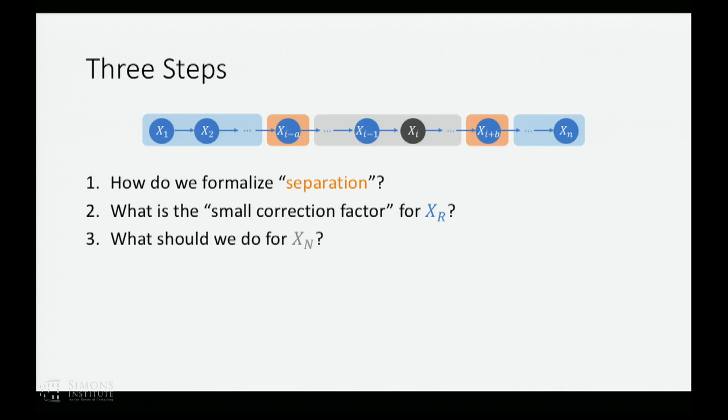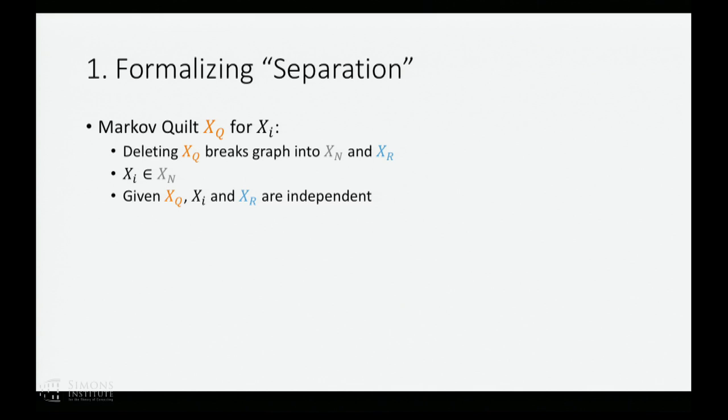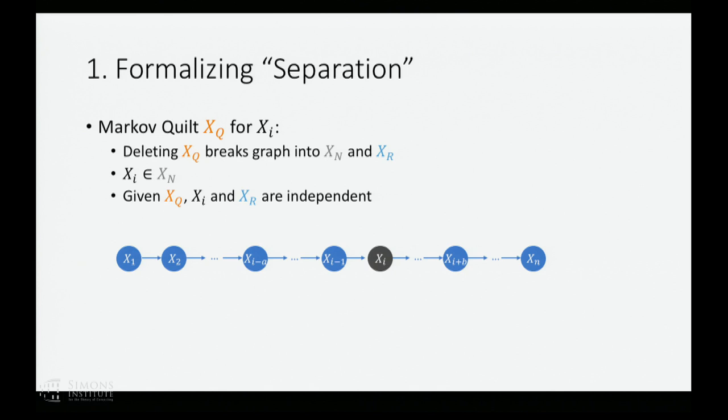So first, we formalize the separation by exploring the structure of the Markov chain. We define a notion called the Markov quilt. For a set of nodes x_Q, we say it is a Markov quilt for xi if, first, deleting x_Q breaks the chain into two parts, x remote and x neighbor, where xi is contained in x neighbor. And second, given x_Q, xi and x remote are independent of each other. So in this case, for this xi, if we take these two nodes as our Markov quilt, then we can see that it breaks our chain into the gray and blue parts corresponding to neighbor and remote nodes. And also we can see that given x_Q, xi and x remote are independent of each other.